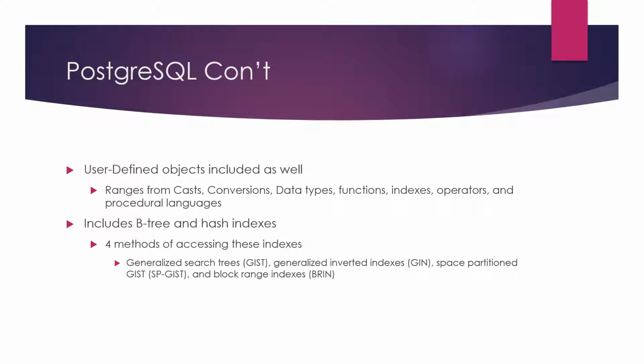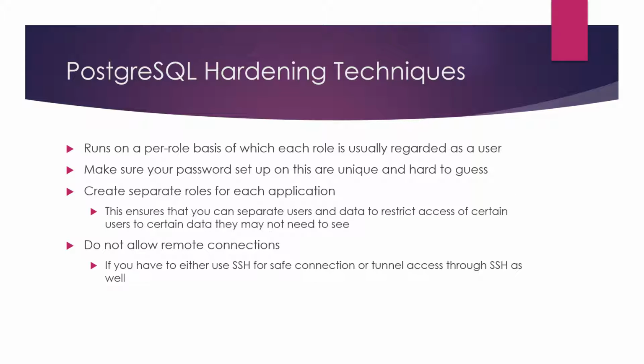And lastly, user-defined objects are included as well, and they range from casts, conversions, data types, functions, indexes, operators, and procedural languages. It includes B-tree and hash indexes, and there are 4 methods of accessing these indexes. You have generalized search trees, or GiST for short, generalized inverted indexes, or GIN for short, space-partitioned GiST, SP-GiST for short, and block range indexes, or BRIN for short.